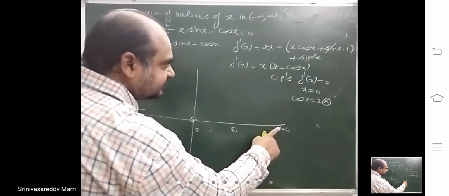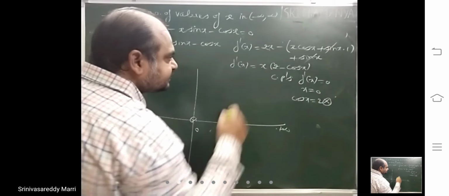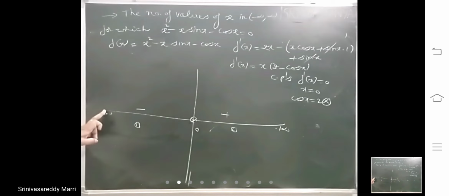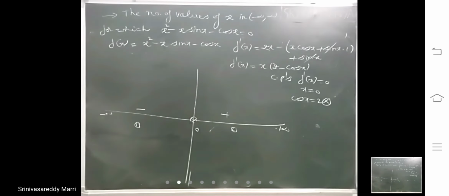X greater than 0, suppose 1, if you substitute 1, this is positive, and 2 minus cos x is positive. That means f of x decreases from minus infinity to 0 and increases from 0 to infinity. Now I am calculating f of minus infinity. Look at f of minus infinity. That means limit.